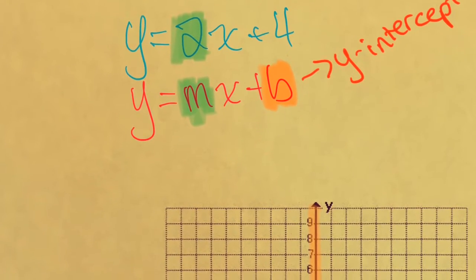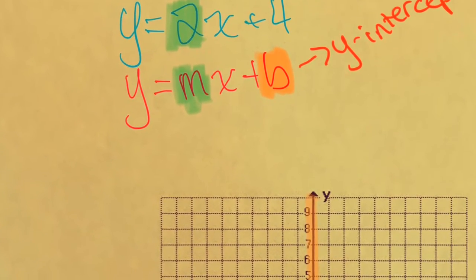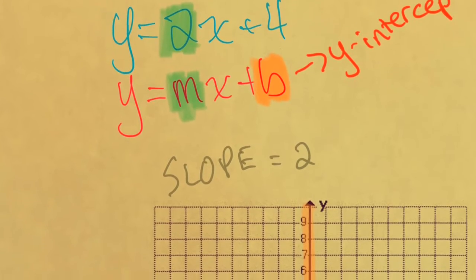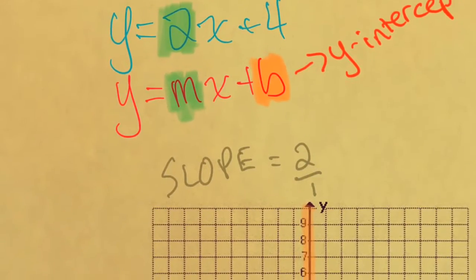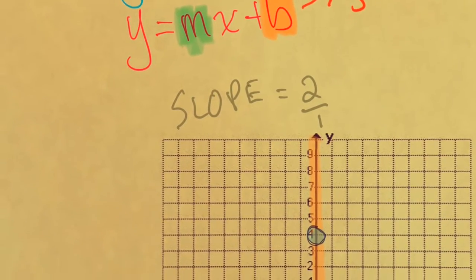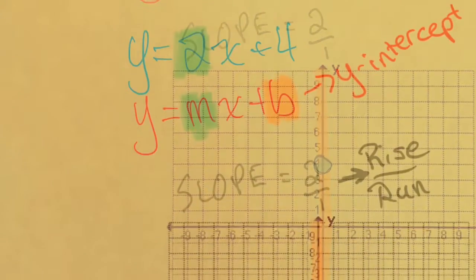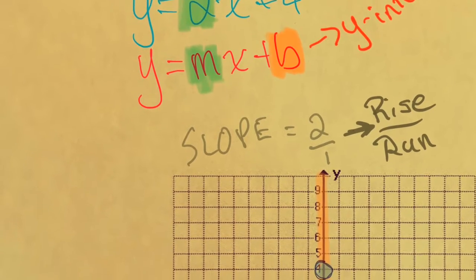From there, we're going to think about what the slope is. The slope is m. In this case, the slope equals 2. Now we need to turn this into a ratio. So, as you can remember from earlier grades, put a 1 under it, and 2 becomes 2 over 1.